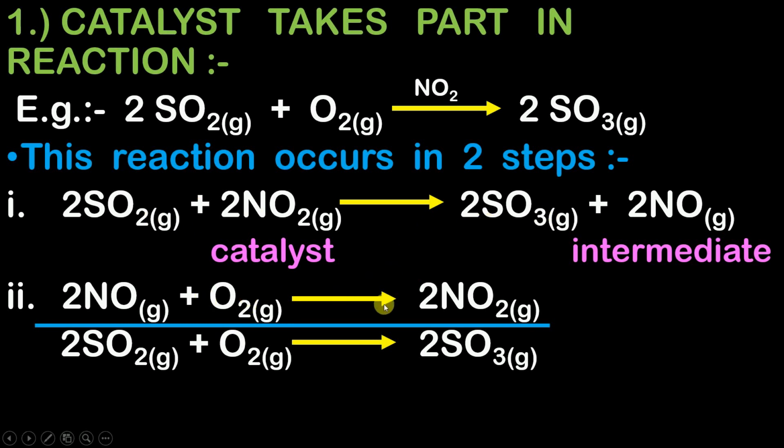So if someone asks you what is the total amount of NO2 that is being consumed, it is obviously 0, because in the first step 2 moles of NO2 were consumed, and in the second step we got back those 2 moles of NO2. So if someone asks you total moles of NO2 consumed, then it is 0. This is a very important point.